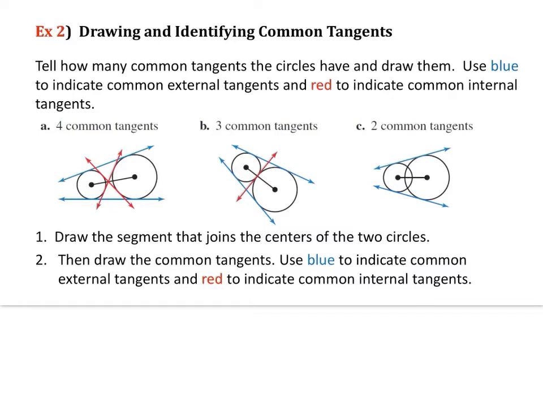All right, so example A has 4 common tangents: 2 that are external, that's the blue, and 2 that are internal, that's the red. Example B has 3 common tangents: 2 that are external, remember those are the blue, and 1 that is internal. And then example C only has 2 external, no internal common tangents.